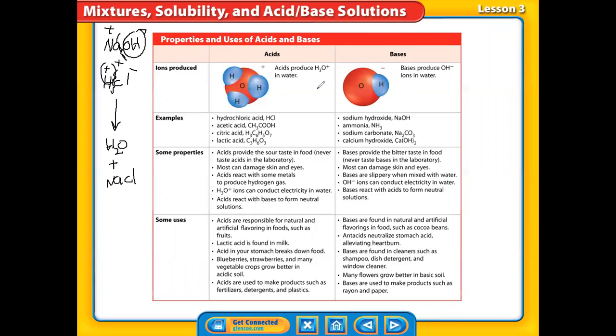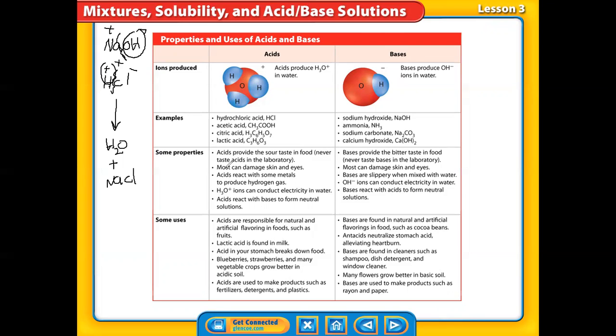So simple here, guys. Let's check some of the things we could use acids and bases for in our life. Acids are responsible for the natural and artificial flavoring in food, such as fruits. Lactic acid, for example, is found in milk and yogurt, as we said. Acids in your stomach break down food. We have a very strong hydrochloric acid in our stomach that helps us break down different types of food. Blueberries, strawberries, and vegetable crops grow better in acidic soil. That means the soil contains some acidic effect, or some acids in its structure, enabling these types of plants to grow better. Acids are also used to make products such as fertilizers, detergents, and plastics.